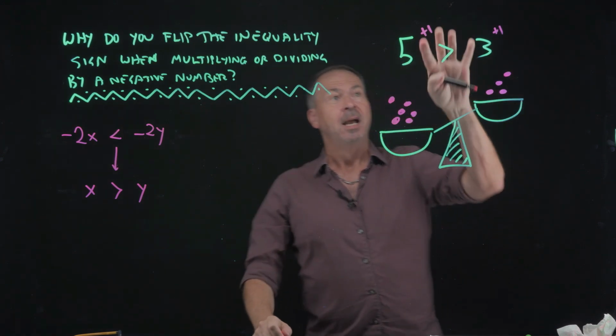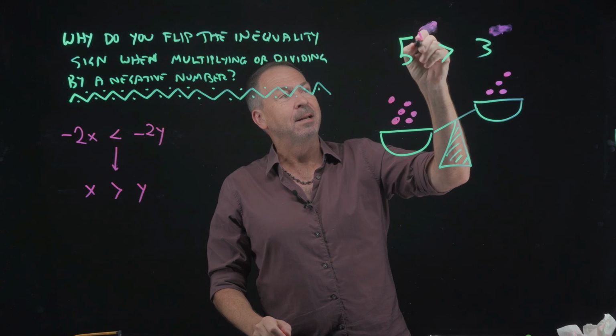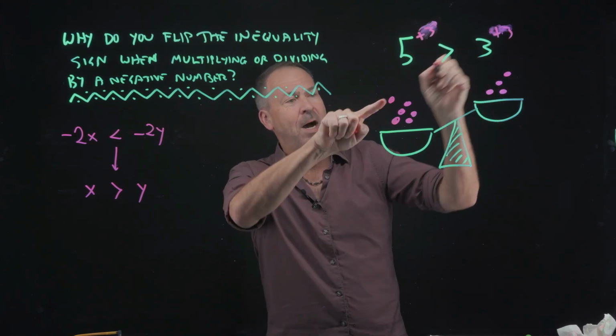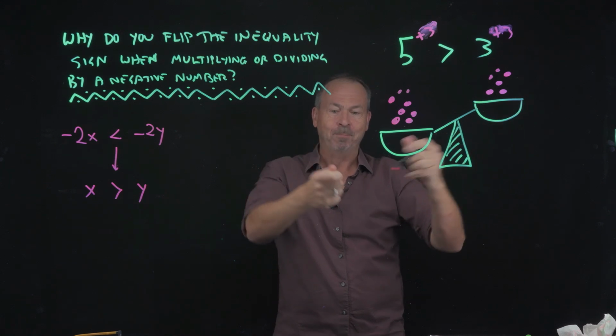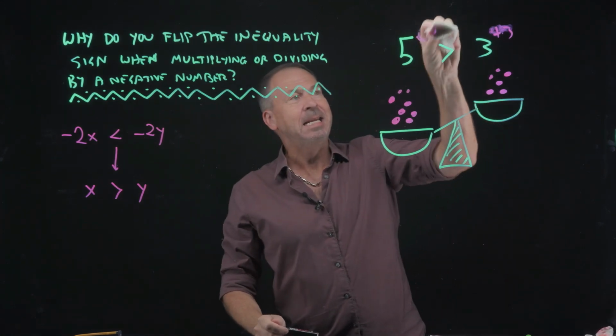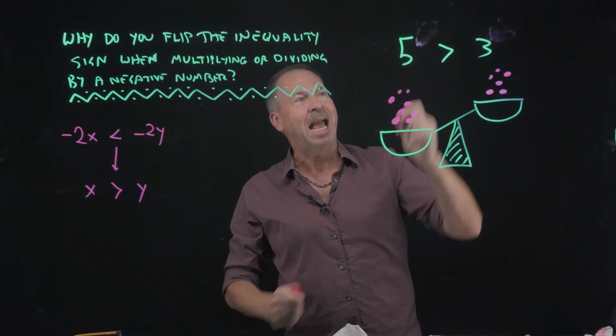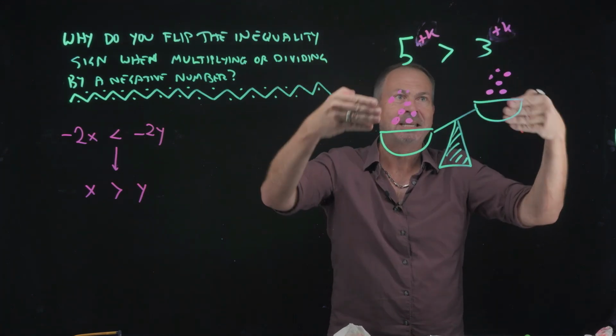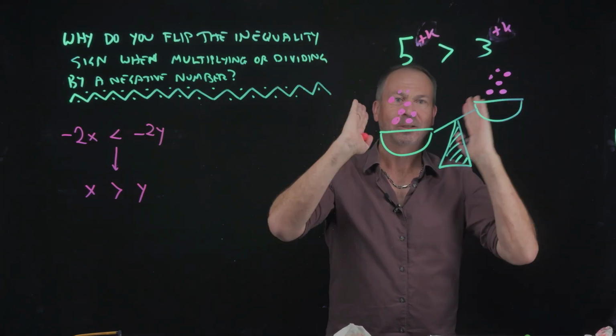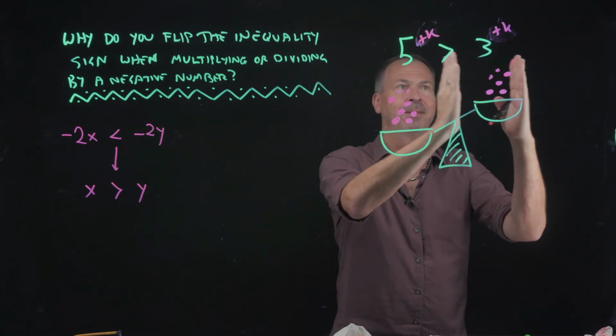In fact, instead of adding one apple to each side, what if I added 3 apples to each side? So I did 1, 2, 3, 1, 2, 3. I still believe this imbalance is going to happen. In fact, I could add any number I like to each side. I'm going to add k apples to the left and k apples to the right. I'm going to maintain that same imbalance. That's not going to affect my imbalance. This will still be heavier than that.